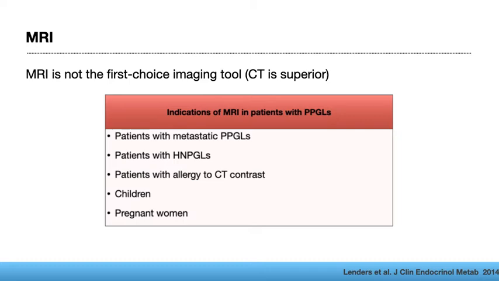The second imaging modality is MRI. MRI is not the first choice imaging tool in case of pheochromocytoma because its spatial resolution is inferior to that of the CT scan. It's indicated in certain situations in patients with pheochromocytoma or paraganglioma, including patients with metastatic disease, patients with head and neck paragangliomas, and whenever there is a contraindication to CT scanning, like the presence of an allergy to CT contrast agents, and also in children and pregnant women.